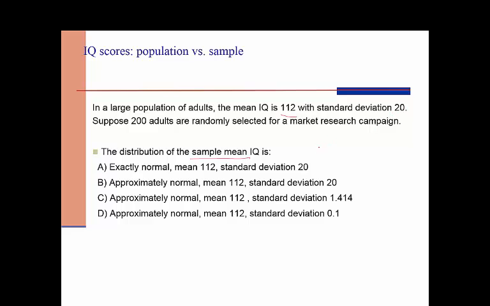So 20. So sigma X bar is going to be 20 over square root of 200. If you simplify that down, you get 1.414. So it's going to be approximately normal with a mean of 112 and a standard deviation of 1.4. It's not exactly normal, it's approximately normal because the central limit theorem said it's approximately going to be normal. The more sample size you get, the closer you get towards the normal distribution, but it's approximately normal.